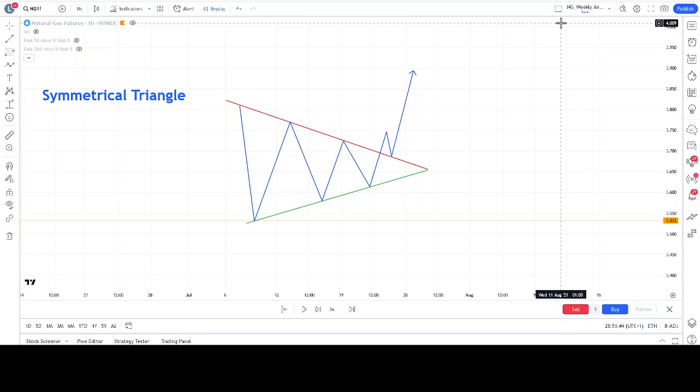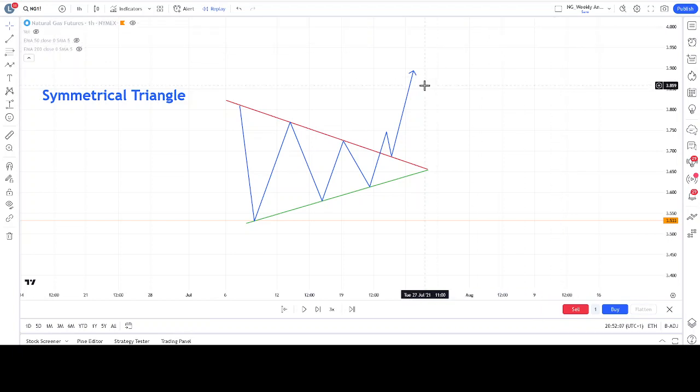In this session, we will learn about the symmetrical triangle. So we will learn what are the different components of symmetrical triangle, what is the trader's psychology behind the symmetrical triangle. We'll see how to trade the symmetrical triangle, and finally we will see the symmetrical triangle on the charts.